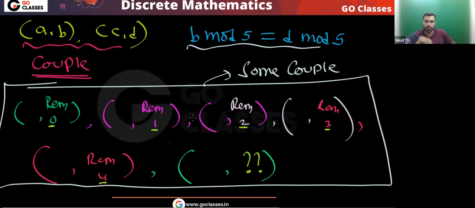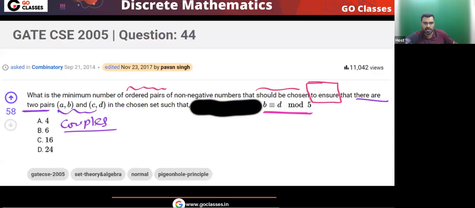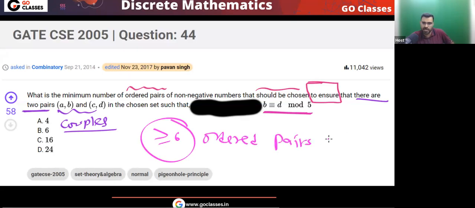0 to 4. These are the possible remainders when you divide by 5. So definitely some couple will come. Agree with me? So in this question, with 6 ordered pairs, or I can say greater than or equal to 6 ordered pairs, it is guaranteed. Greater than or equal to 6 ordered pairs will ensure it.